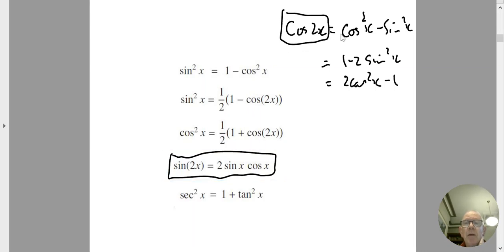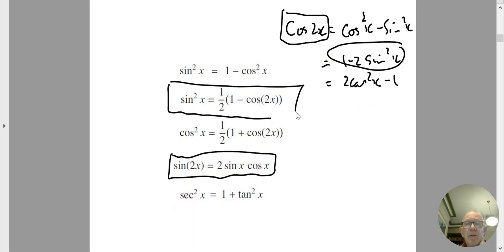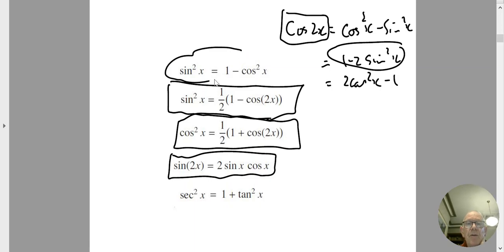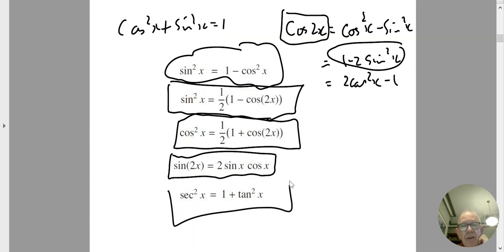Remember, I can rewrite the cos squared x minus sine squared x just in terms of sine or just in terms of cos. Just in terms of sine can be rewritten as this in terms of sine squared of x. And cos squared of x, I can use this to replace it. I've also got this rule, which comes from my cos squared of x plus sine squared of x equaling 1. And we have sec squared equals 1 plus tan squared.